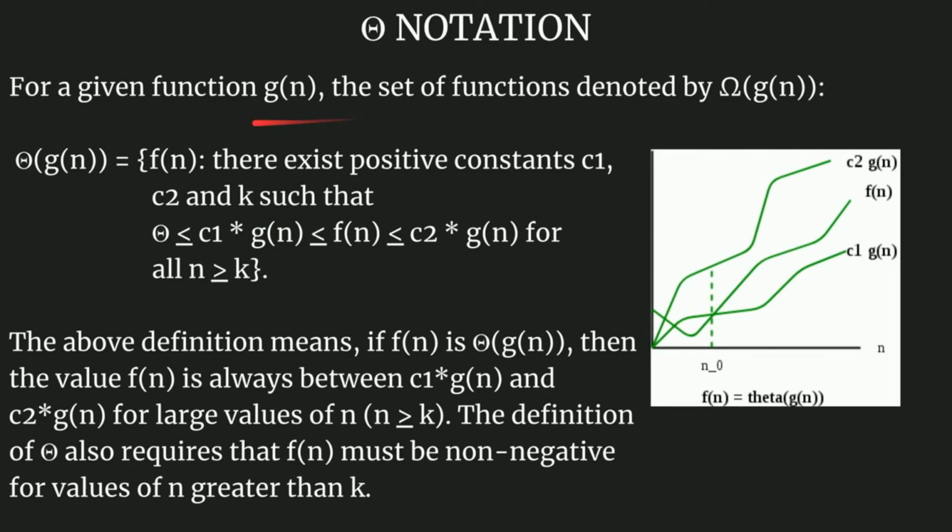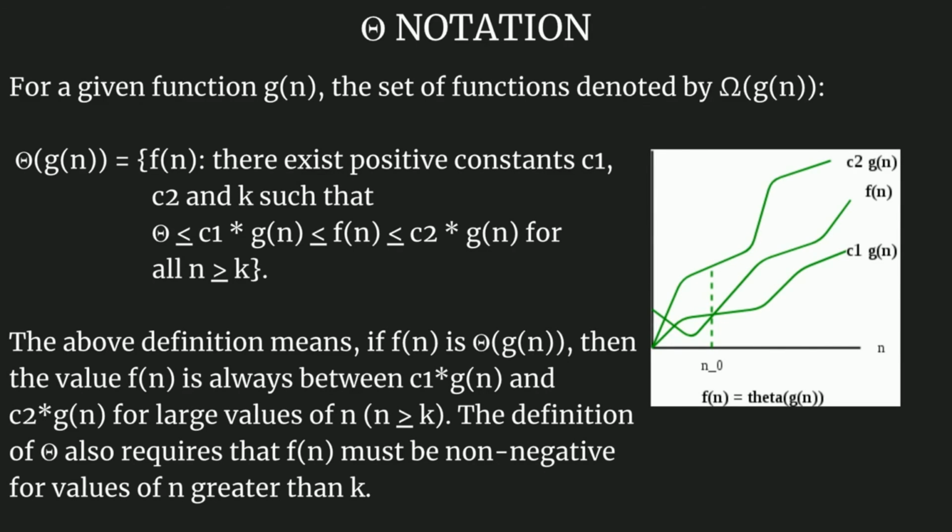For a given function g of n, theta of g of n can be defined or denoted by a set of functions f of n, such that there exist positive constants c1, c2 and k in such a way that 0 is less than or equal to c1 into g of n, less than or equal to f of n, less than or equal to c2 into g of n for all the values of n greater than or equal to k. So this above definition means if f of n is theta of g of n, then the value f of n is always between c1 into g of n and c2 into g of n for large values of n, that is n greater than or equal to k.